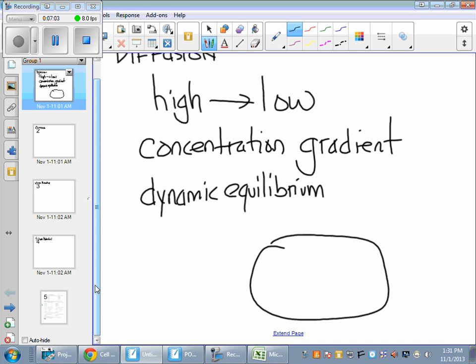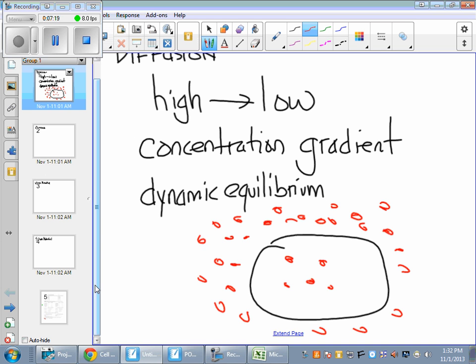So if we have a cell, just to give you a visual, let's say we have something like oxygen. We'll just say these little balls are oxygen. All right. I'm just going to add some oxygen here to the environment. So based on how I'm drawing this, where's the greater concentration of oxygen? In the environment outside the cell. Lower concentrations inside the cell. So just based on numbers of collisions, I would expect more molecules to move where? In.